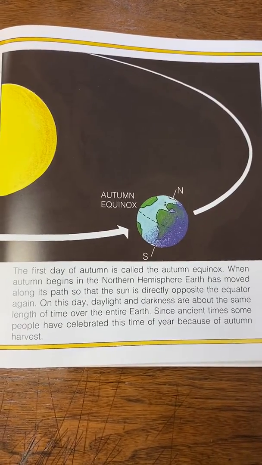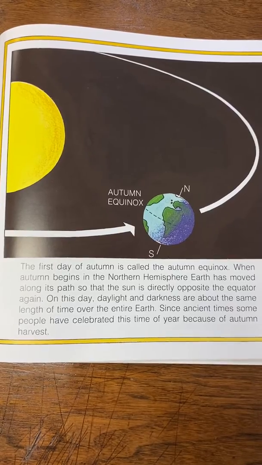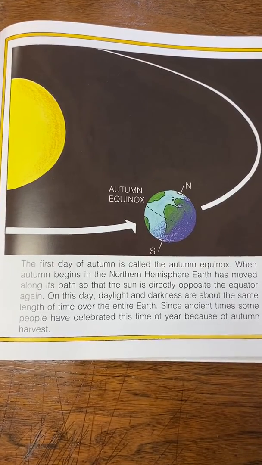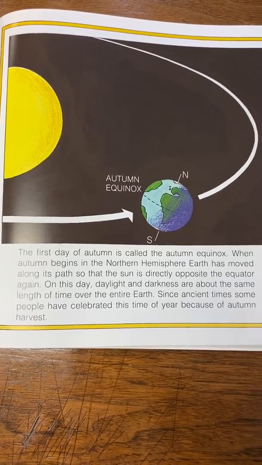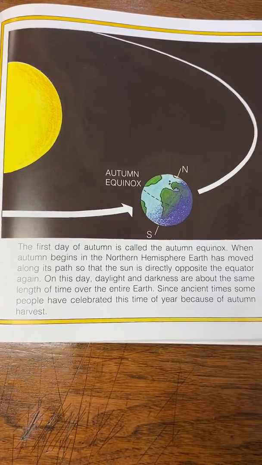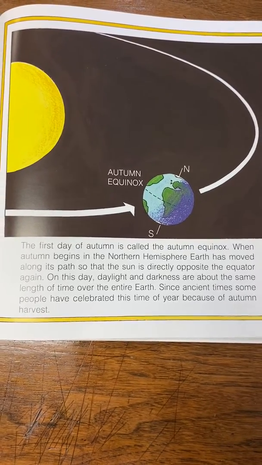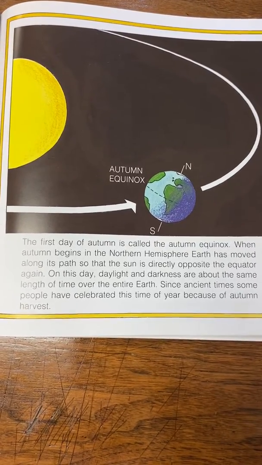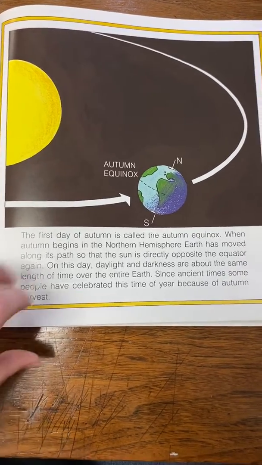The first day of autumn is called the autumn equinox. When autumn begins in the northern hemisphere, Earth has moved along its path, so the sun is directly opposite the equator again. On this day, daylight and darkness are about the same length of time over the entire Earth. Since ancient times, some people have celebrated this time of year because of autumn harvest.